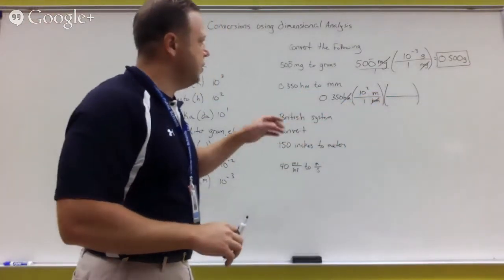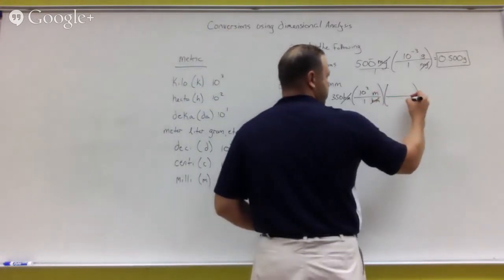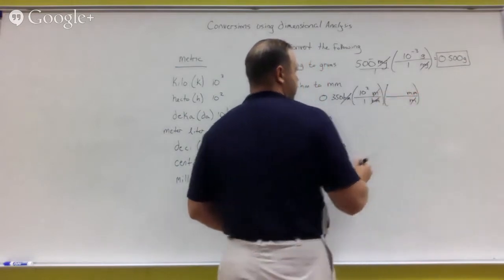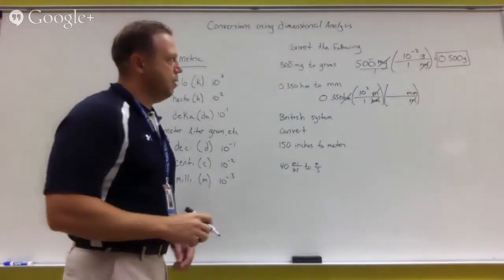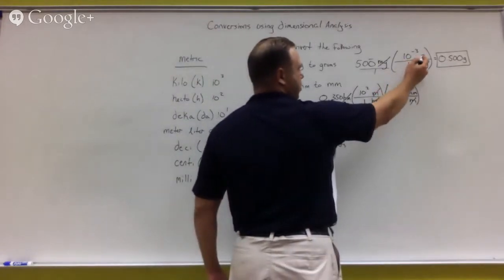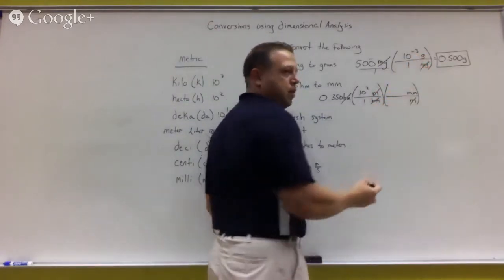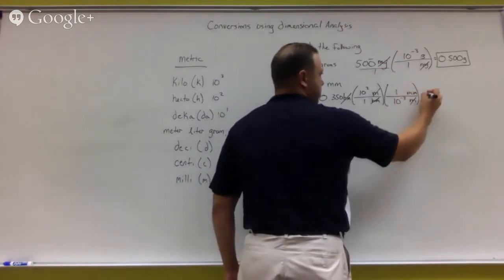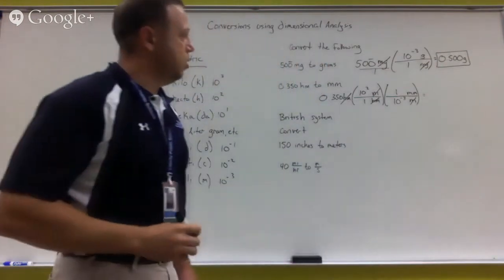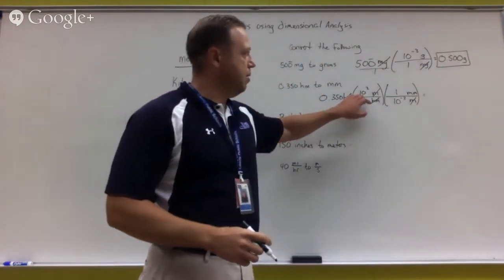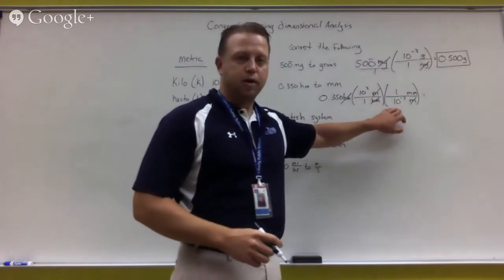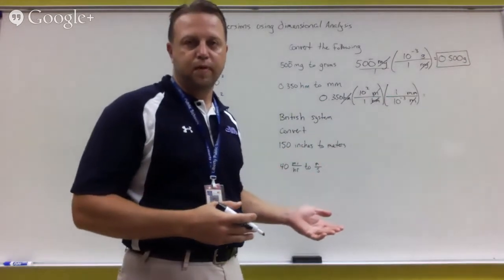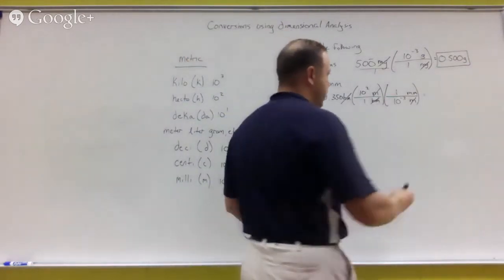Now we have to go from meters to millimeters. So I want to cancel the meters out, and I want to put millimeters here. Just like I did on the board up here, notice that there's 10 to the negative third meters in 1 millimeter. So I'm going to take 0.35 multiplied by 1 times 10 to the second and divided by 1 times 10 to the minus third. What's going to happen is I'm going to end up moving my decimal 5 places to the right when it's all said and done.